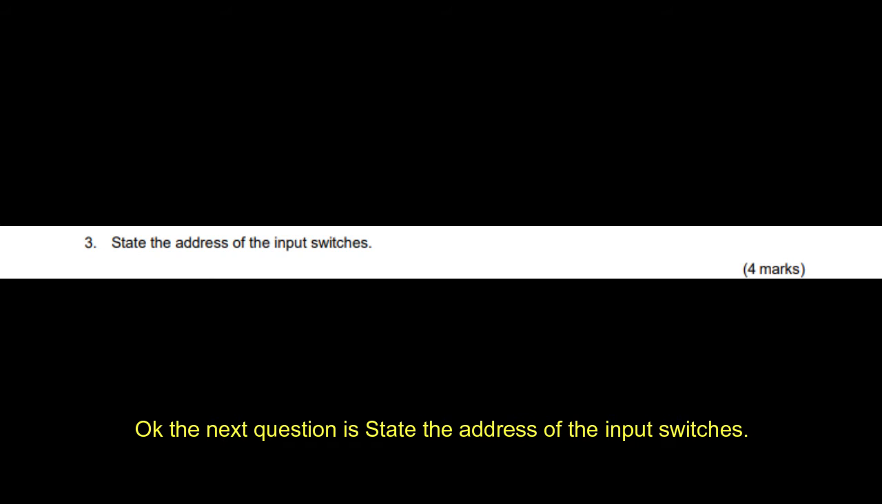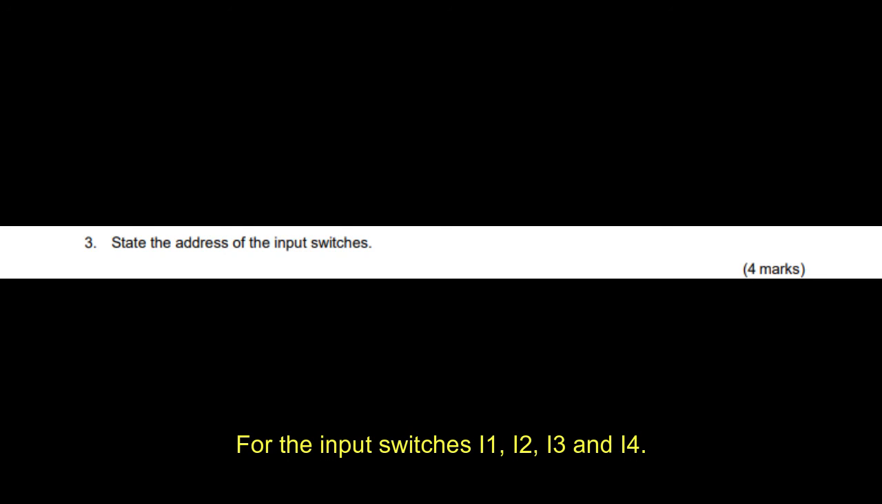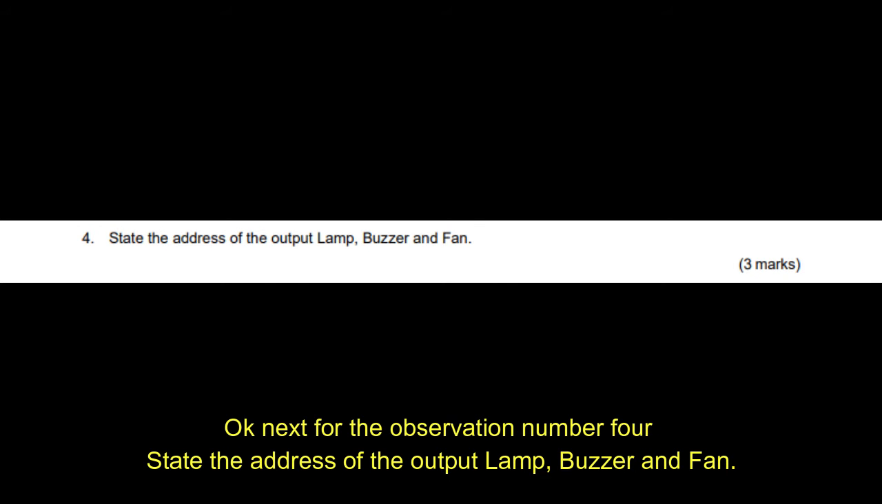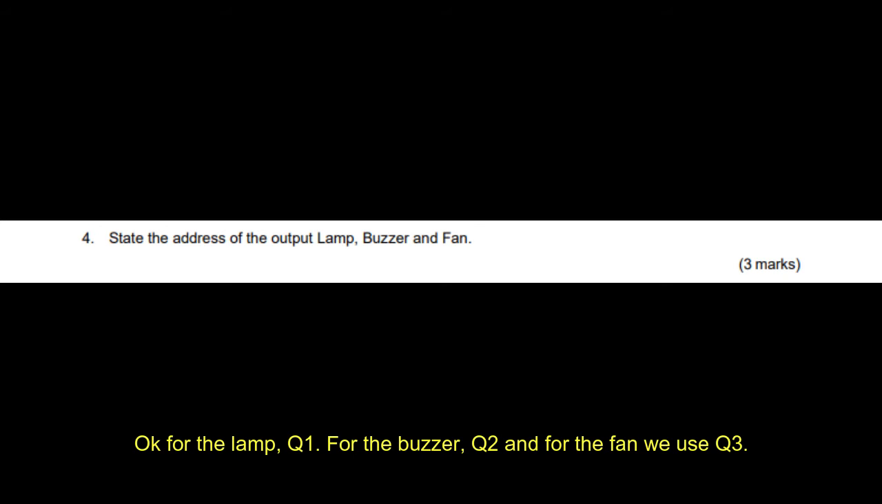Okay, the next question is state the address of the input switch. For the input switch, I1, I2, I3 and I4. Okay, next for the observation number 4, state the address of the output lamp, buzzer and fan. Okay, for the lamp, Q1, for the buzzer, Q2, and for the fan, we use Q3.